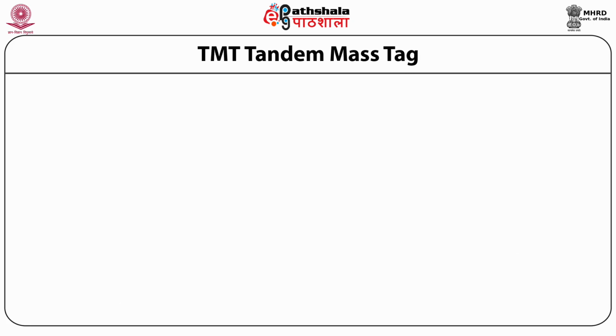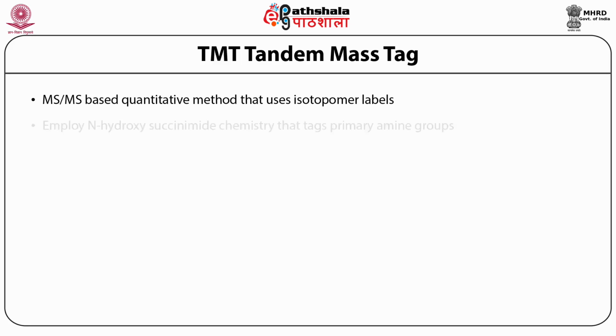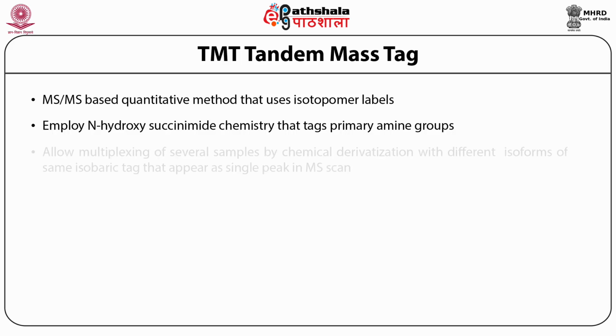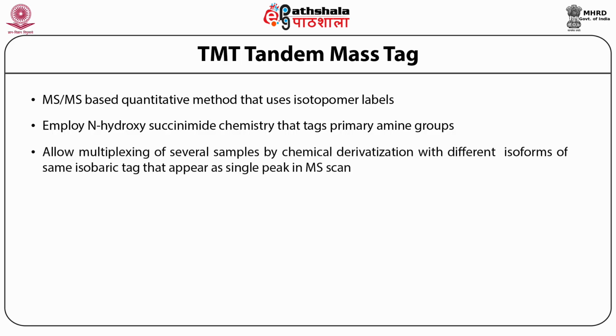TMT, or Tandem Mass Tag. This is an MS-MS based quantitative method that uses isotopomer labels. It employs N-hydroxysuccinimide chemistry that tags primary amine groups. This allows multiplexing of several samples by chemical derivatization with different isoforms of the same isobaric tag that appear as a single peak in the mass spectrometric scan.